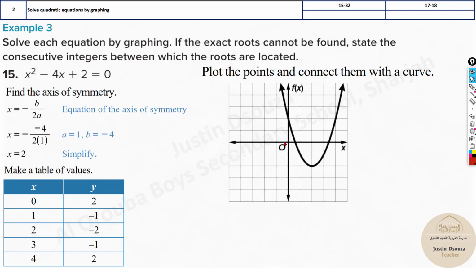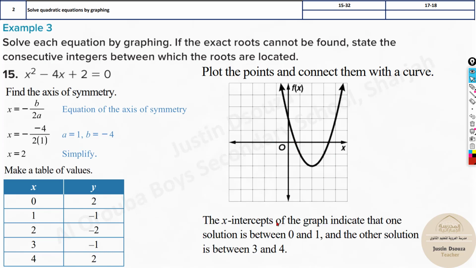And now where does it pass the x-axis? At this and this. So you can tell the answer is between 0 to 1 and 3 to 4. Now the same thing can be done in calculator.